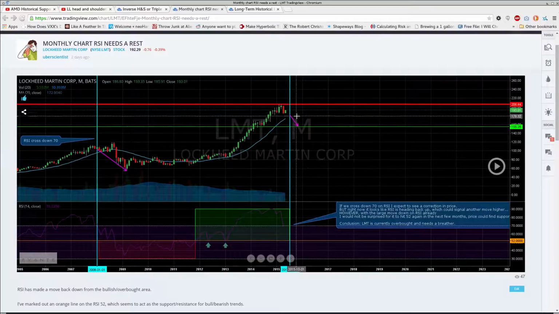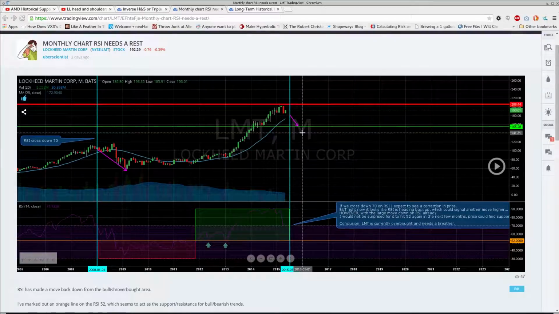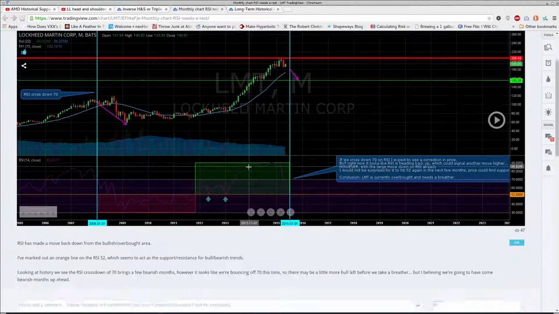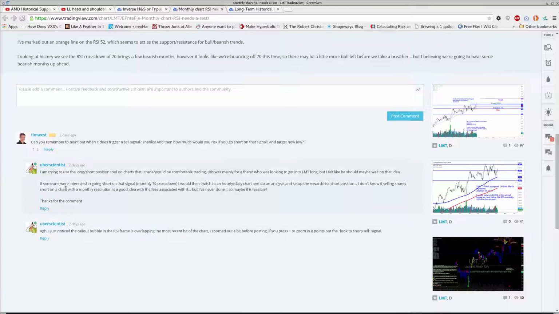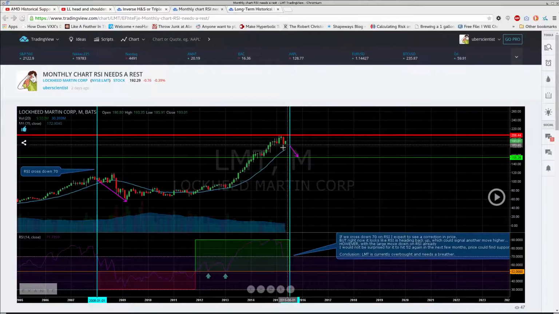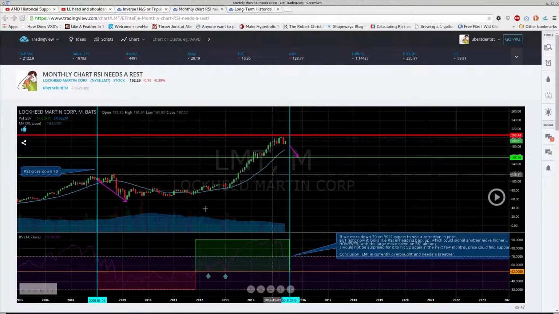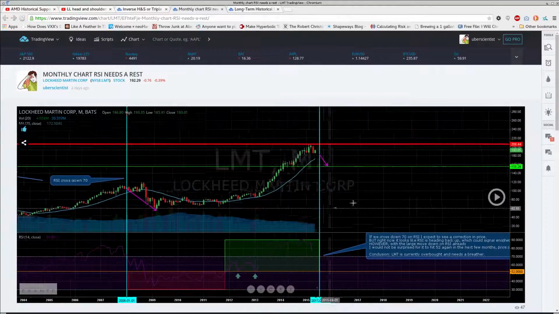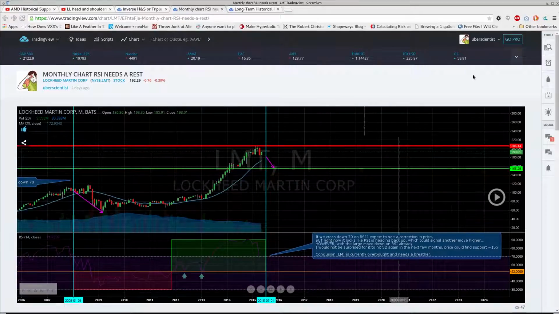You might be able to get maybe even 20% out of it if you're willing to hold shares short for that long. But like I said to this guy, there's fees associated with holding shares short, and I don't know if it's a good idea to trade off of a monthly chart doing that. You could definitely go long with common stock easily that way, but short, you're borrowing shares, so that incurs fees.